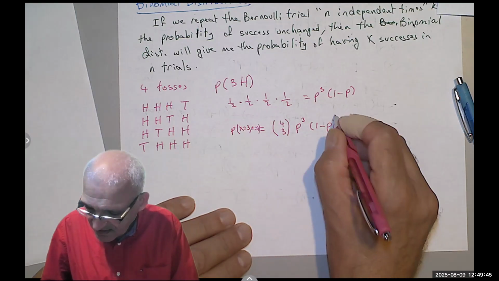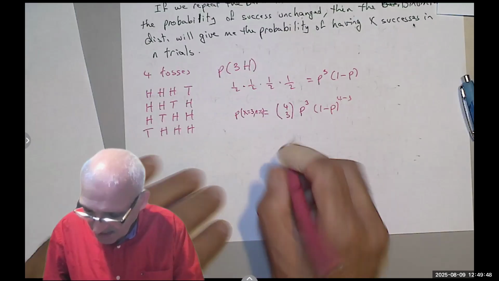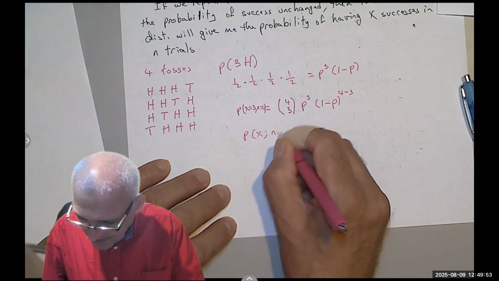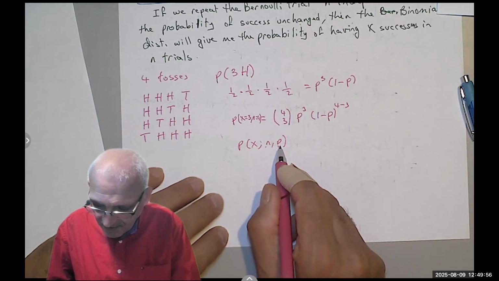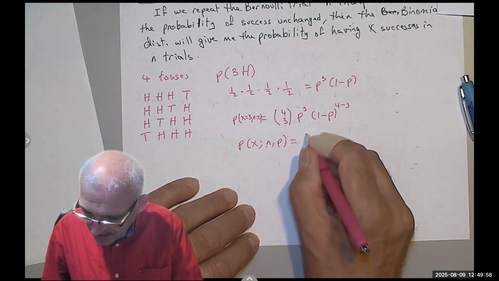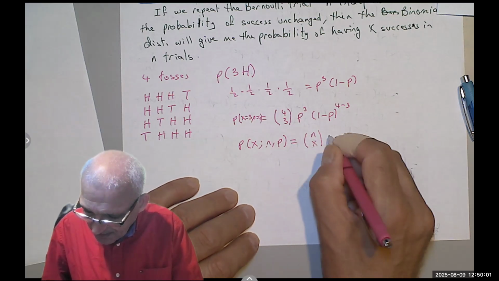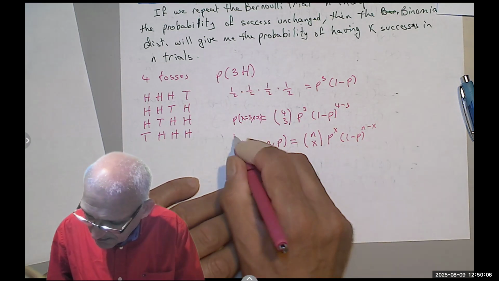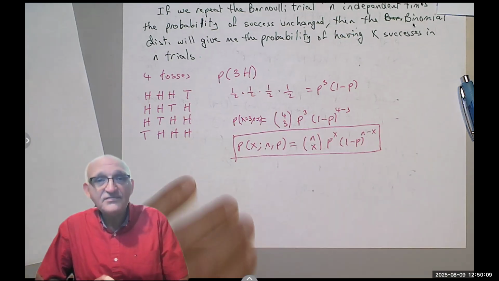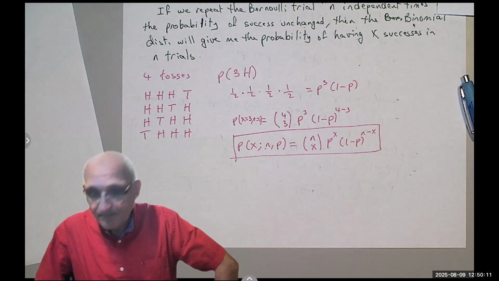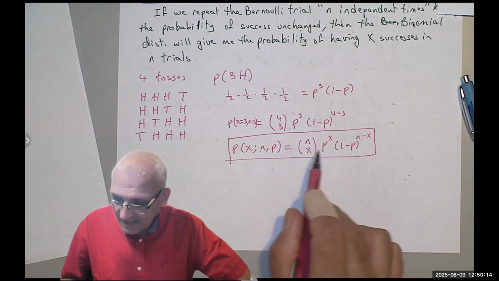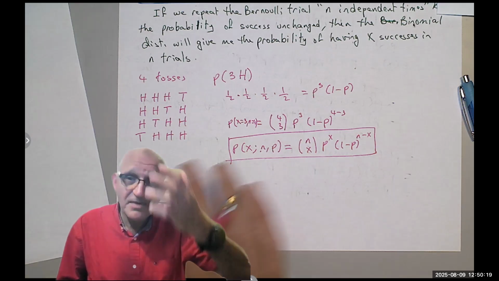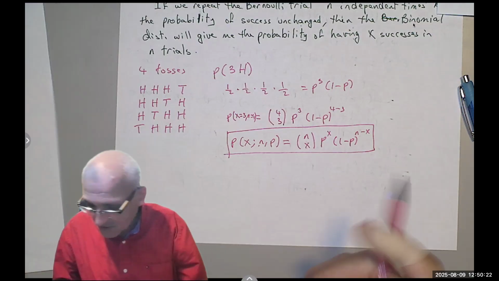If there are 3 successes, then to generalize, we are going to say the probability of X given N and P, meaning N trials and the probability of success is P, is N take X, P to the X, 1 minus P to the N minus X. This gives you the probability that you will get X successes in N trials if the probability of success is the same and if you only have 2 possible outcomes.